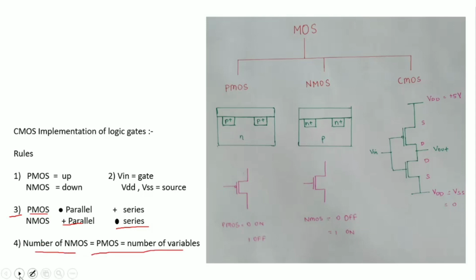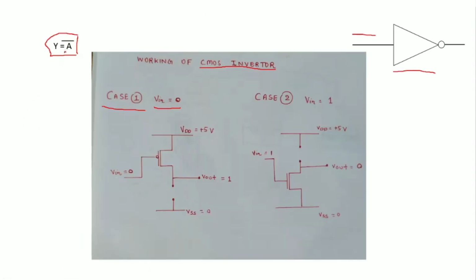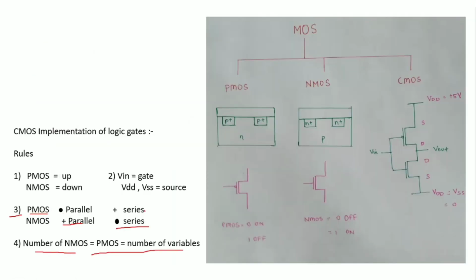variables. So check here, the number of variables is only one, a, so we do not require any kind of parallel and series combination here. So we will get only one NMOS and one PMOS, so we will connect them directly. So here you can see that this is the PMOS and this is the NMOS, so we have connected them directly, and we have given the voltage input on the gate side and are taking the output from the drain side, and the source of the PMOS is connected to VDD, which is plus 5 volts, and the source of the NMOS is connected to VSS, which is 0 here.